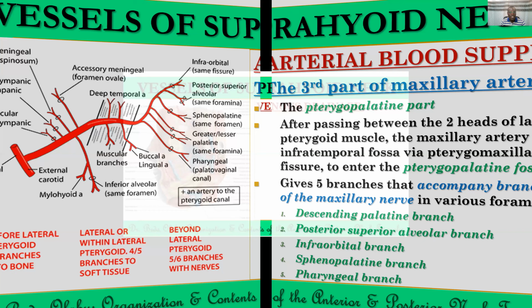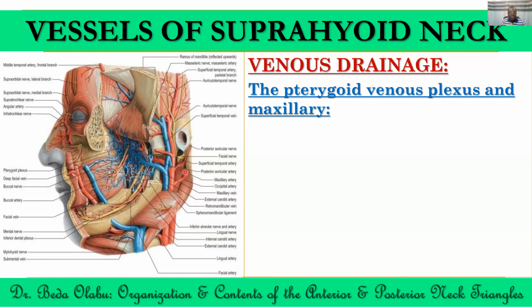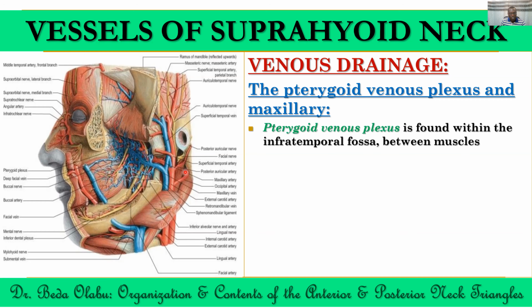Now let's talk about veins in the suprahyoid neck. The veins in the suprahyoid neck will be many, but most of those veins we've already talked about in our previous sessions: the internal jugular, retromandibular vein, superficial temporal vein, facial vein. We've talked about them. And the good thing about veins is that mostly they follow arteries as well. But there's a venous system that is really important to talk about because it may not necessarily follow the pattern of the arteries. This is the pterygoid venous plexus and the maxillary vein. Let's talk about it in this particular text.